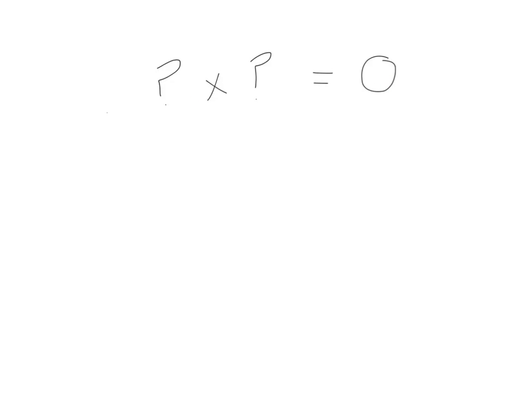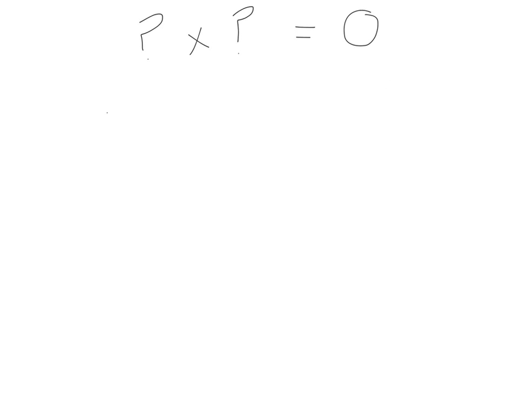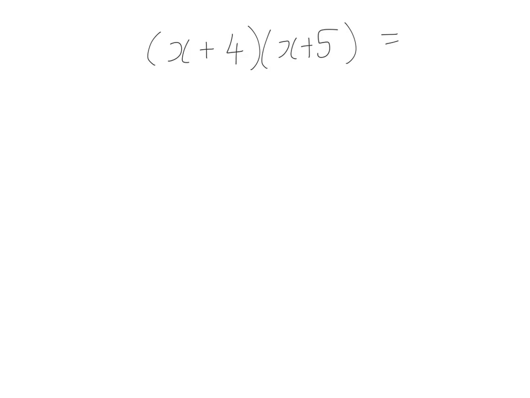So when we have two quantities multiplying together and the answer is 0, at least one of these values is 0. And we're going to take that on board when we're solving quadratic equations. Let's imagine we had a quadratic equation and it was already factorized into the form x plus 4, x plus 5 equals 0.